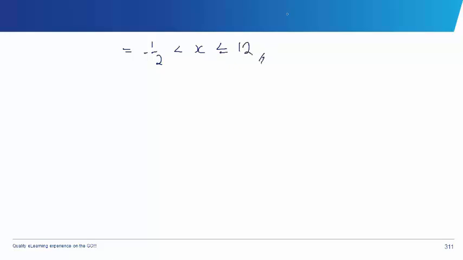Okay, so with this we have come to the end of the class. On our next class we'll be talking about graphical methods of inequality. Thank you.